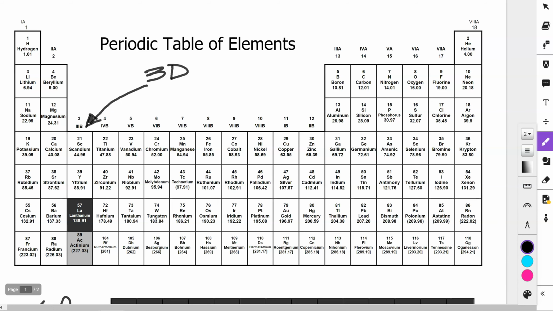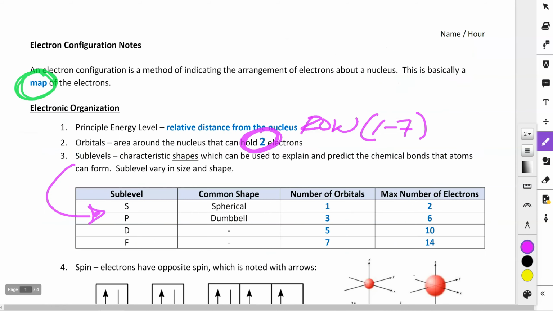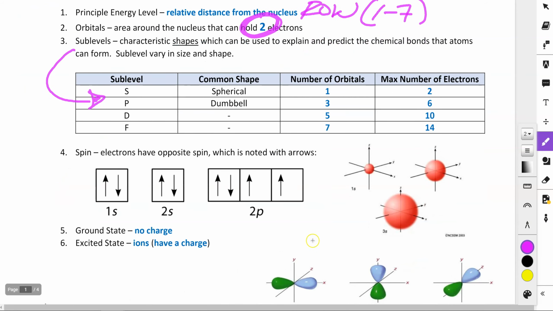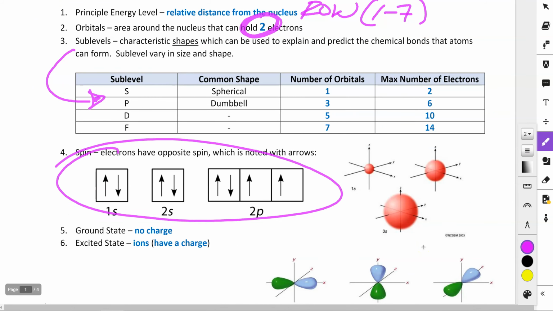What we call an electron configuration, or what we call an orbital diagram. So an orbital diagram is going to look like this, where you're going to use boxes and arrows. The arrows are your electrons, and the boxes are the orbitals.